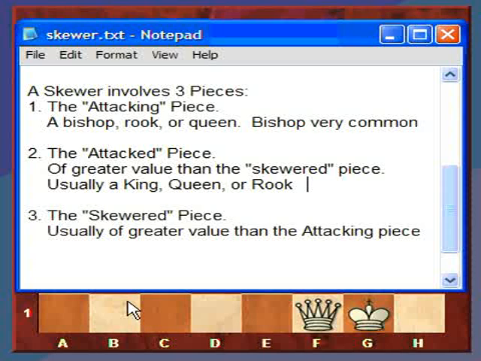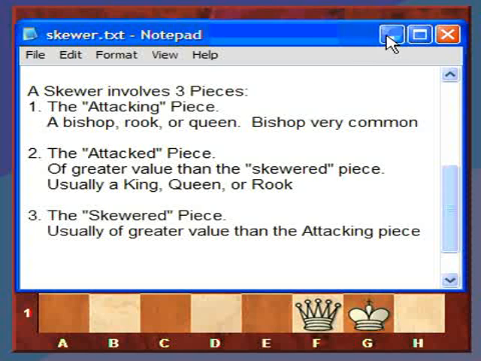The attacked piece is of greater value than the skewered piece, and it's usually a king, a queen, or a rook. Not always, but these are probably the most common attacked pieces in a skewer. And then the skewered piece is of course of lesser value than the attacked piece, but it's usually, not always, of greater value than the attacking piece. And that's what makes it effective.